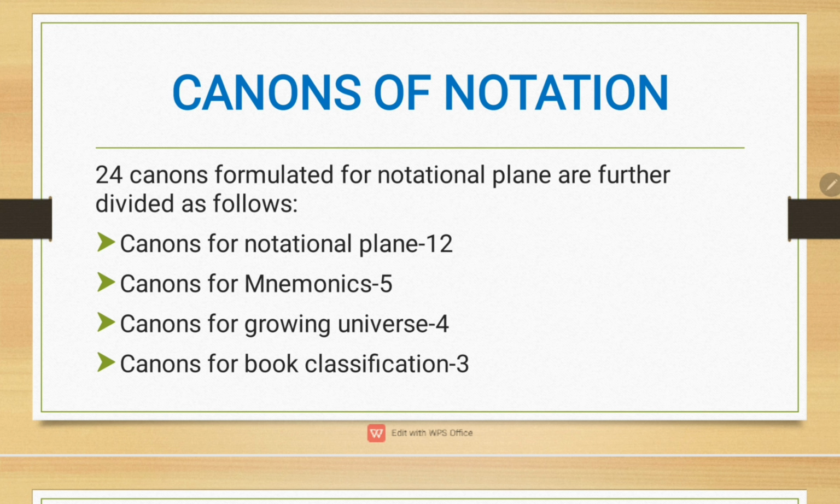Canons of notation. The 24 canons formulated for the notational plane are further divided as follows. Canons for notational plane, 12 canons. Canons for mnemonics are 5 canons. Canons for growing universe, 4 canons. Canons for book classification, 3 canons.